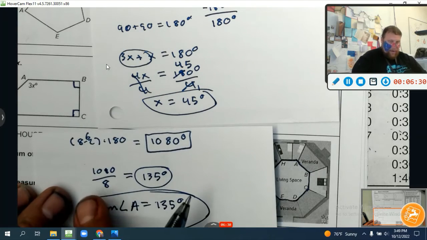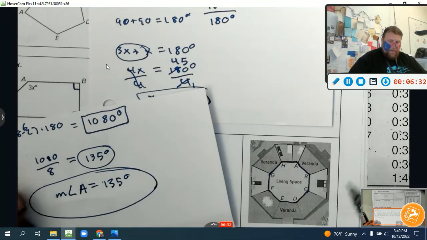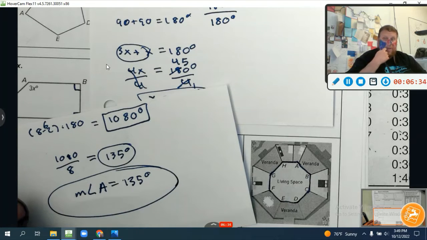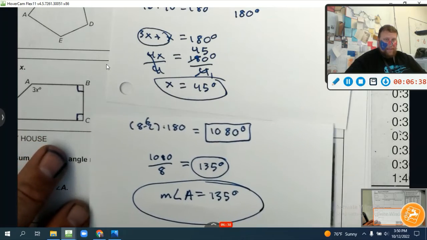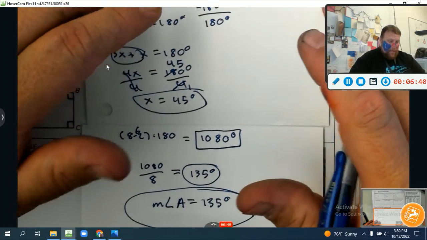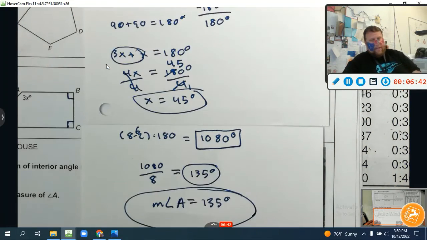And again, the reason why I divided by 8 is because this is an 8-sided figure. So that means there's 8 vertices or 8 angles. So I'm dividing by 8. Boom, again, pause this as needed. Write down what you need. We're moving on to the next slide. Ready, set, go.